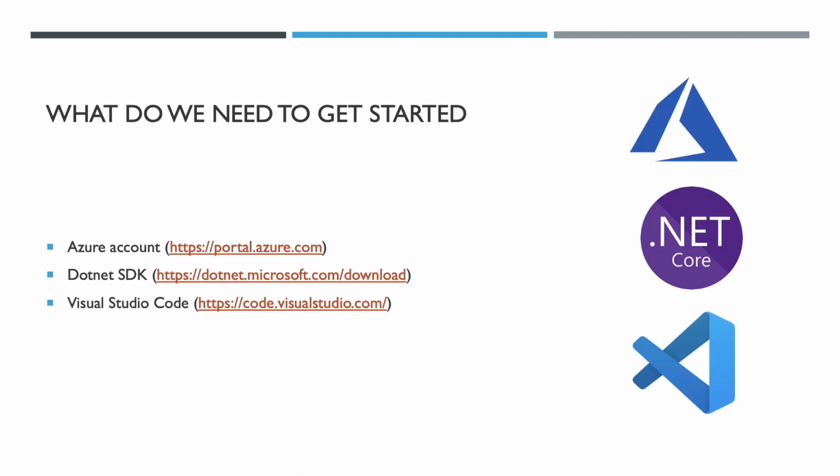So, before we start, what do we need? We need an Azure account. We can have a free lifetime Azure account, and as well we can get $200 for the first month, so we can utilize that. Second, we're gonna need the .NET SDK. We're gonna be utilizing the SDK to build our application. And finally, our code editor will be Visual Studio Code.